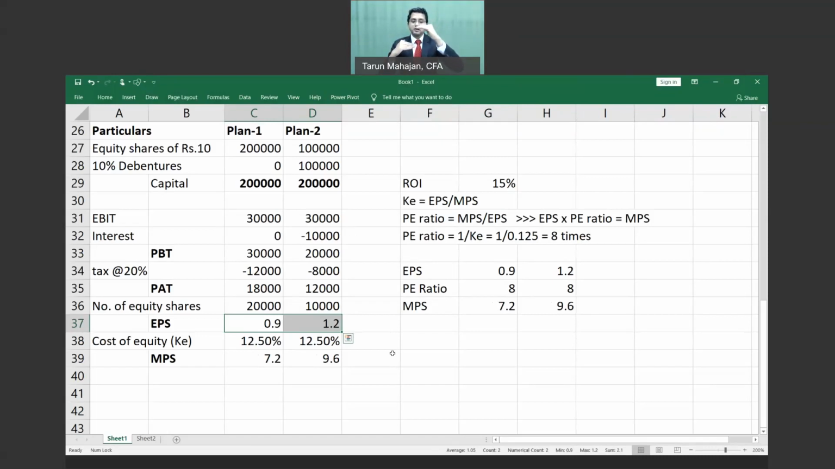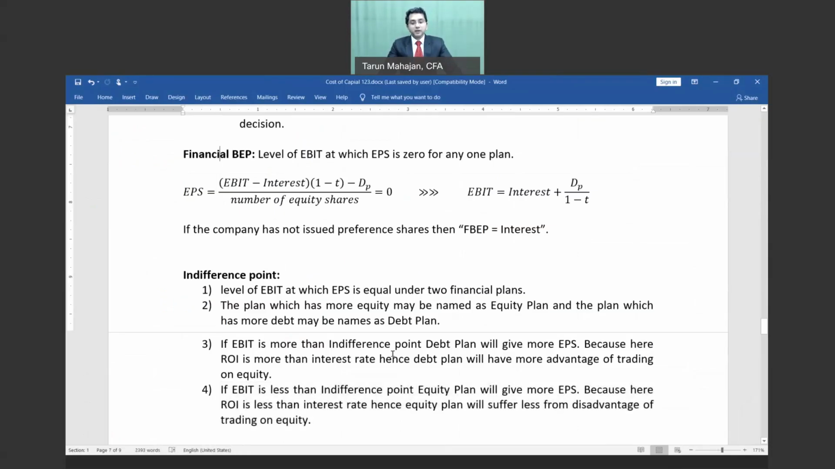Debt plan here it is good, here also it is good. And here, both debt and equity will give you same result. And if EBIT reduces below this indifference point, then the debt plan will be disadvantageous and equity plan will become better. So that's why you're giving the decision, fine. But at least you should know the margin of safety of your decision. And that's why we calculate indifference point. Then what is financial break-even point? In indifference point, you are trying to make EPS of the two plans equal. In financial break-even point, you are trying to calculate the level of EBIT at which EPS will become zero.